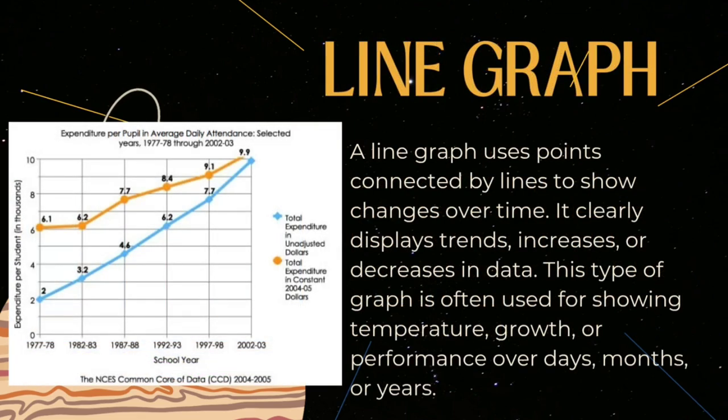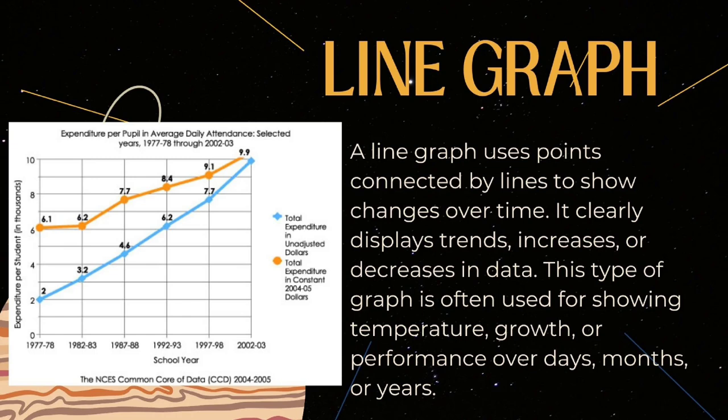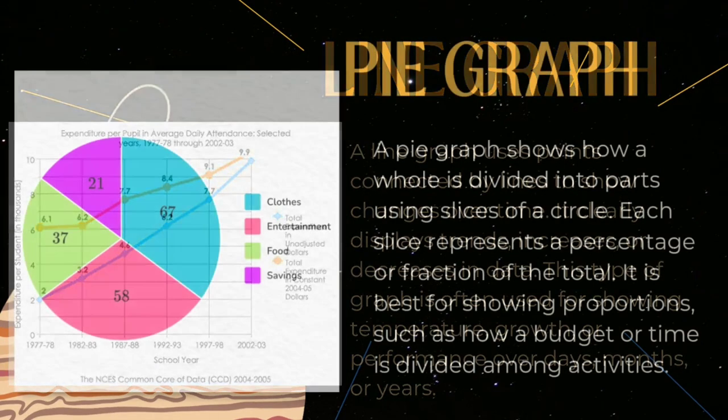A line graph uses points connected by lines to show changes over time. It clearly displays trends, increases, or decreases in data. This type of graph is often used for showing temperature, growth, or performance over days, months, or years.